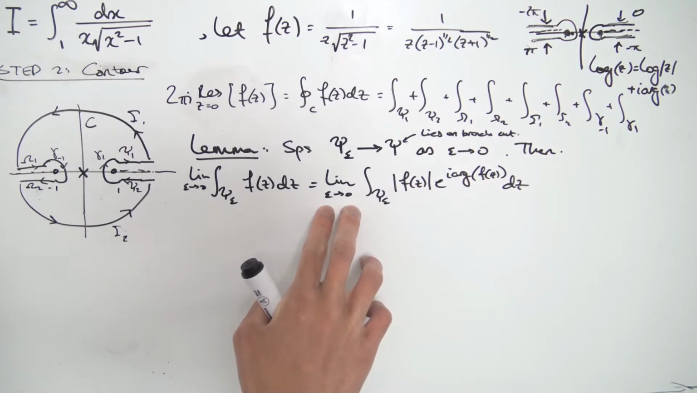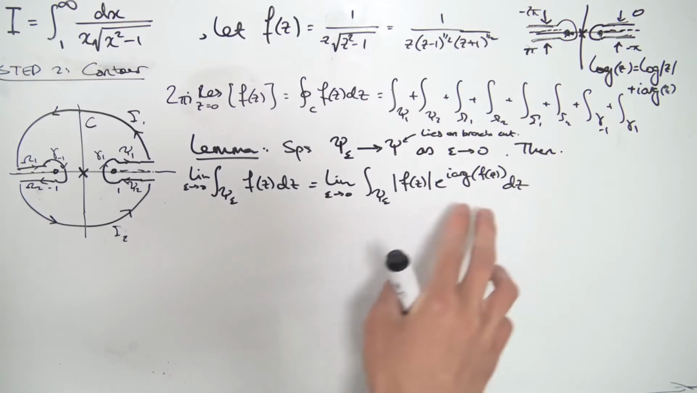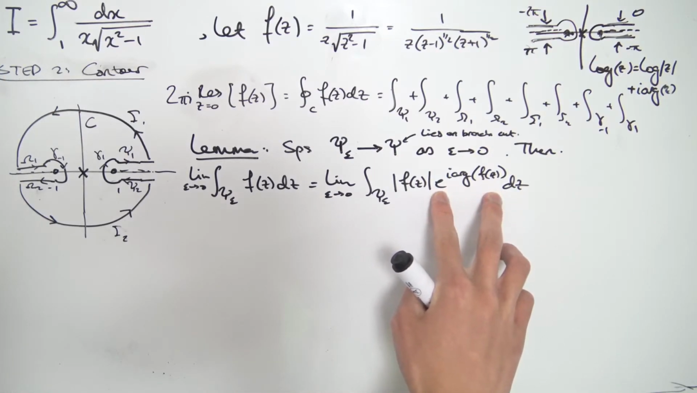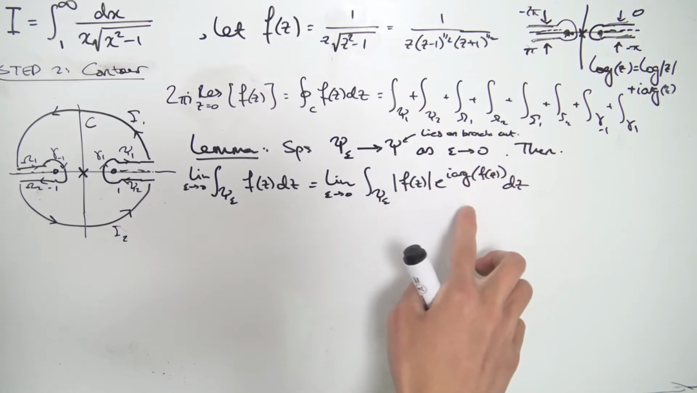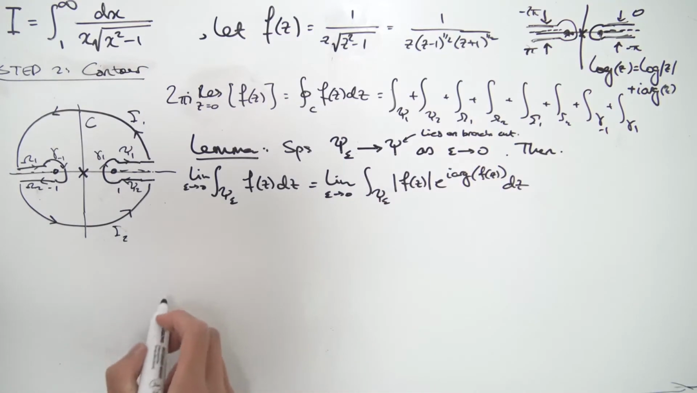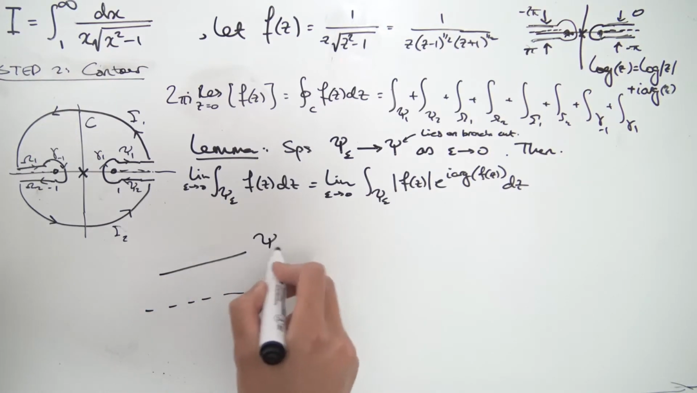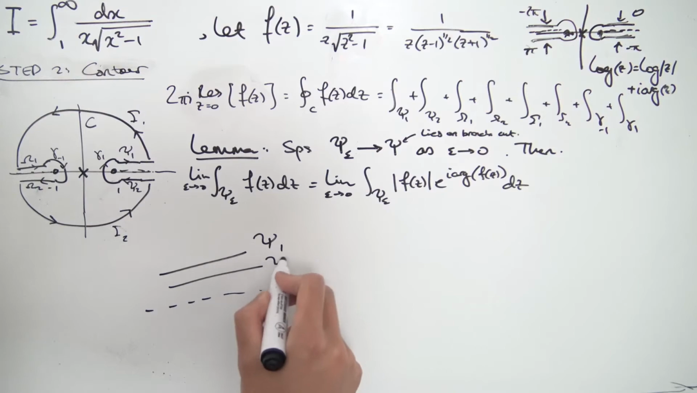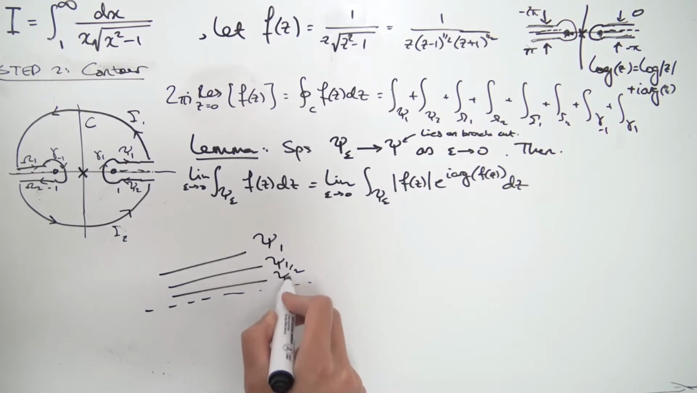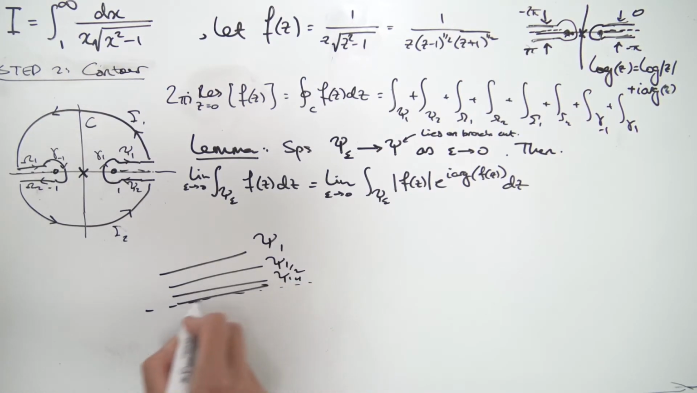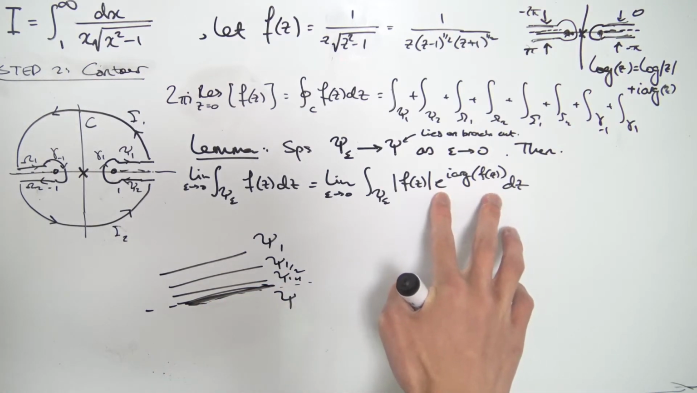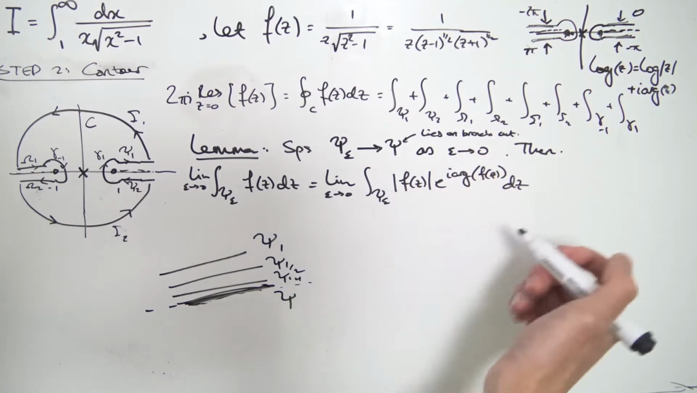Okay, but the thing is, as we take the limit as epsilon approaches 0, this e to the i arg f of z is going to become constant everywhere. So if you want a bit of a picture, let's say this is a branch cut over here, then we have some path psi 1, and then we have psi a half, and then psi a quarter, and if you take the limit, it approaches this branch cut, which is psi. Notice that along this branch cut, the value of the argument will be the same everywhere. So this is basically going to become constant in the limit.